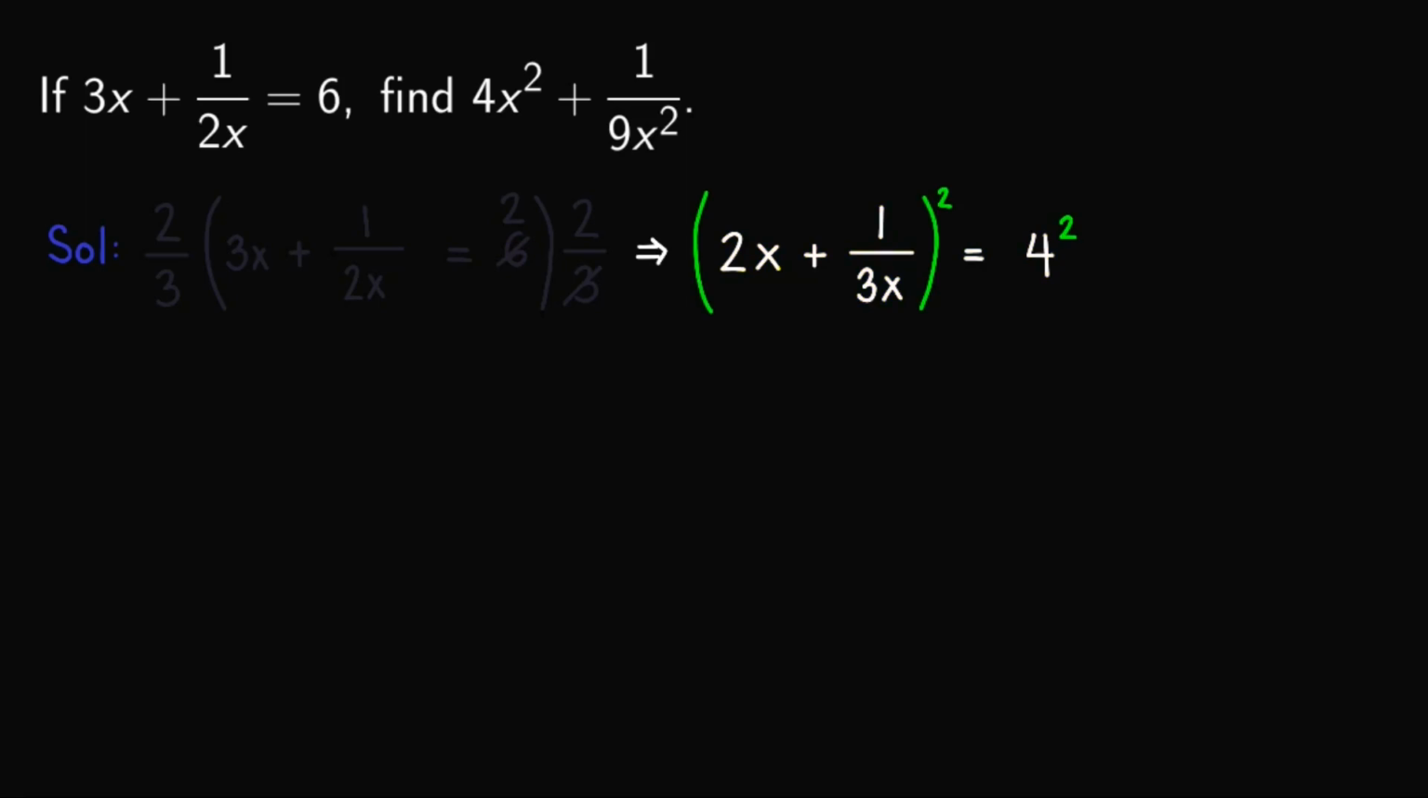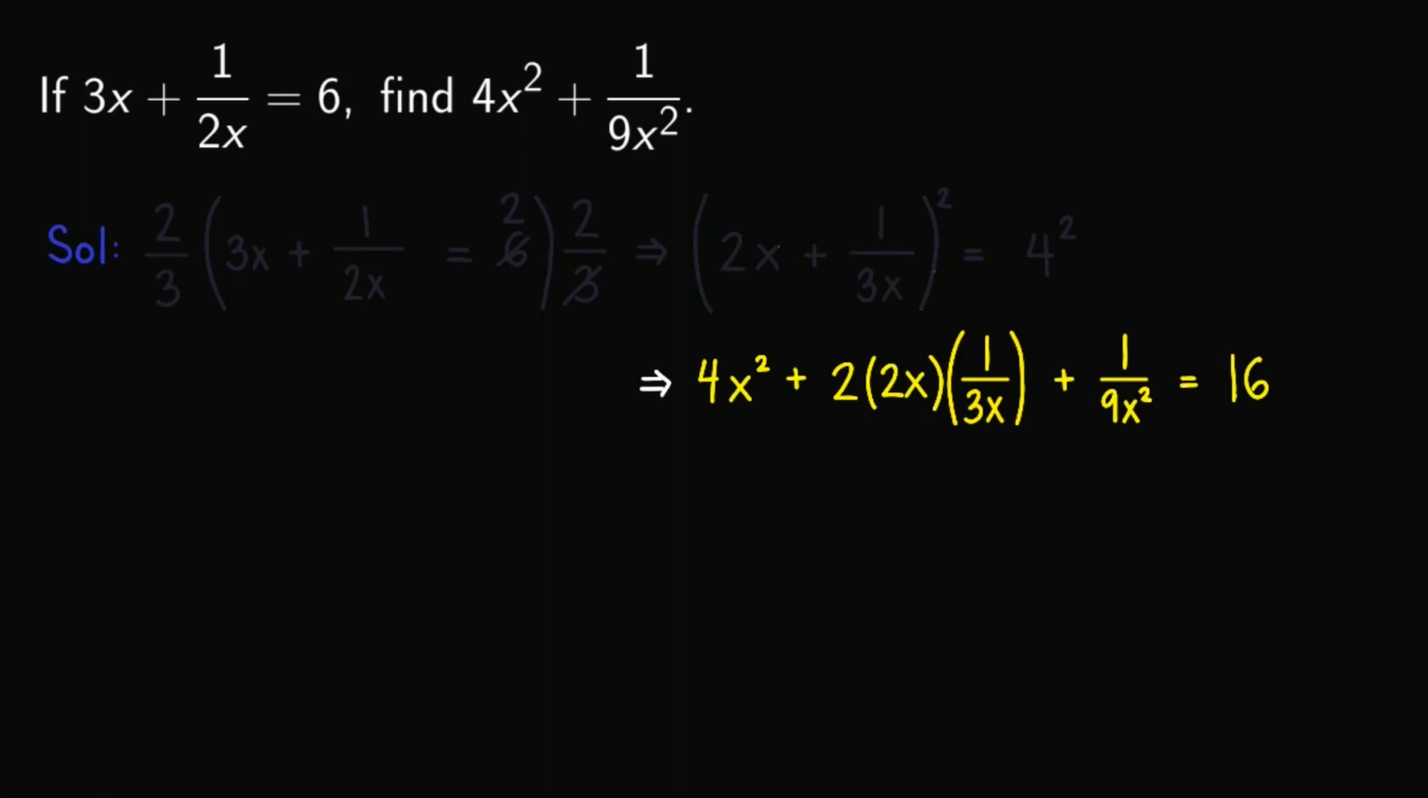Observe that if we square this one, so for the right hand side, 4 squared is equal to 16. For the left hand side, again we apply square of a binomial, so we'll have here square of the first term, which is 4x squared, square of the second term, which is 1 over 9x squared, and for the middle term, we have 2 times the first term times the last term. So we have this. And observe this matches what we want, since we have 4x squared now on the numerator, and 1 over 9x squared now on the denominator.